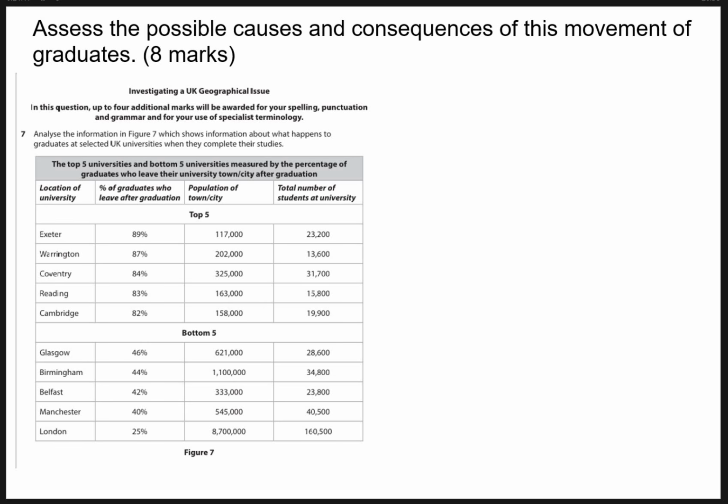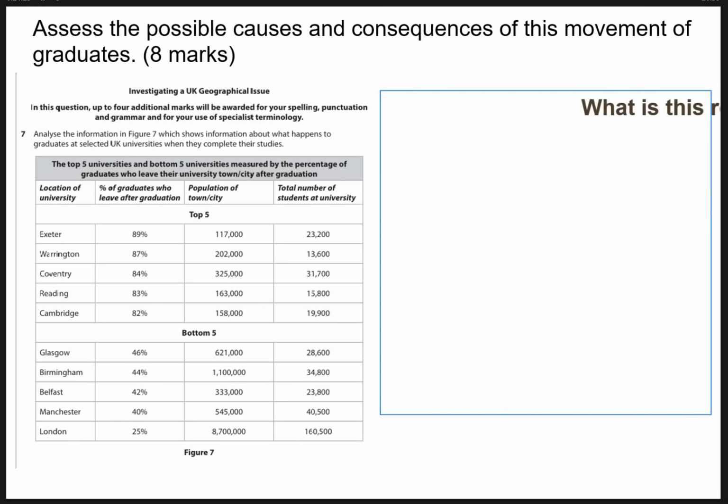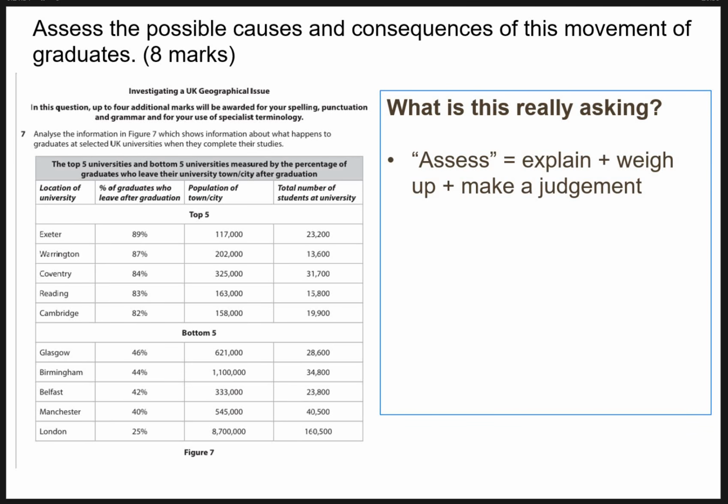All right, so let's have a look. Let's assess the possible causes and consequences of this movement of graduates. There's a lot you can talk about in terms of the top 5 and the bottom 5, but it's already been organised for you. So that's where you need to start really. The examiner is asking you to assess: you need to explain, weigh up and make a judgment. This is about your judgment as to the causes and the consequences.